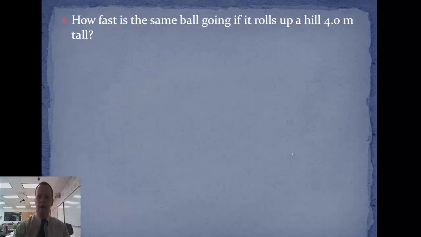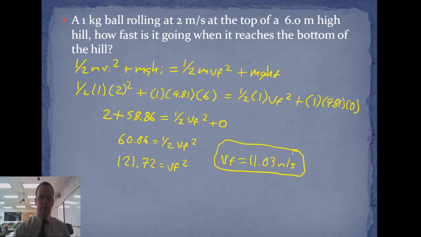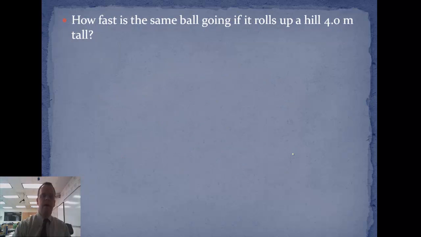Now, we have the same ball. How fast is it going when it rolls up a 4-meter tall hill? At this point, you could start with either the final velocity here of 11.03 as your initial velocity and your height starting at 0, or you can start with the original data since energy is conserved. Sorry, energy, not momentum. So I'm going to start with the original data.